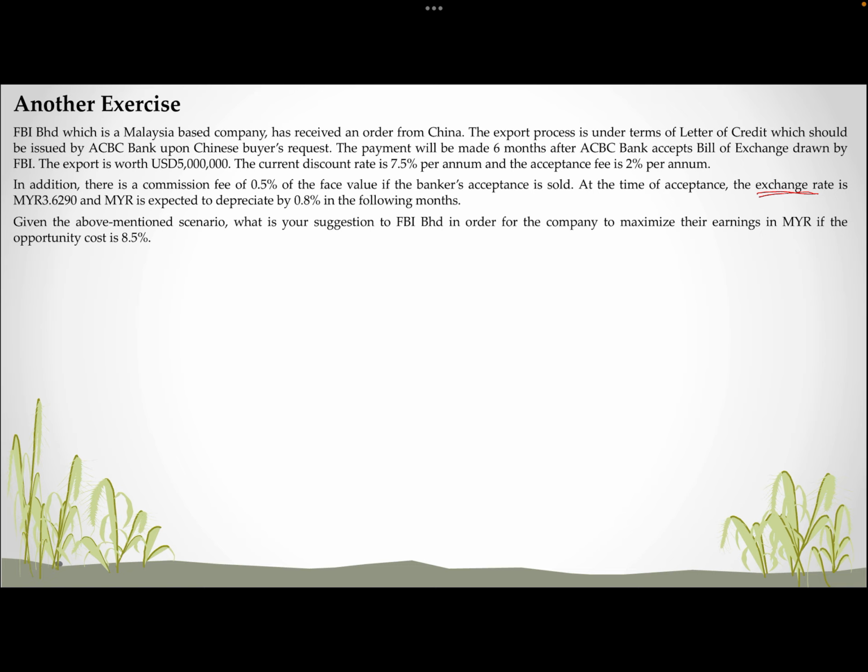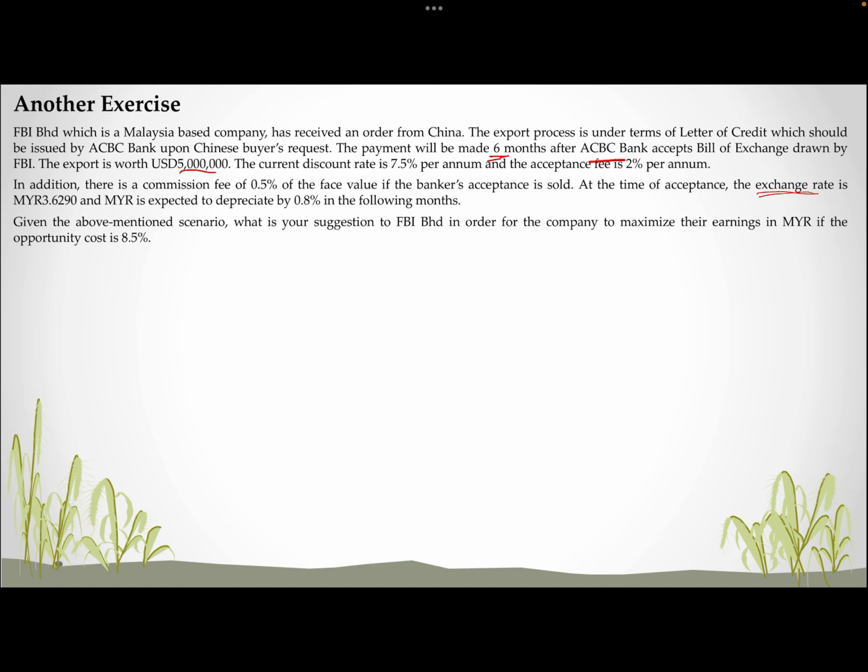Okay, the countries involved are Malaysia and China. So the China bank is ACBC Bank. So the payment will be made after 6 months after ACBC Bank accepts the bill of exchange drawn by FBI. The export is worth $5 million. The current discount rate is 7.5% per annum and the acceptance fee is 2% per annum.